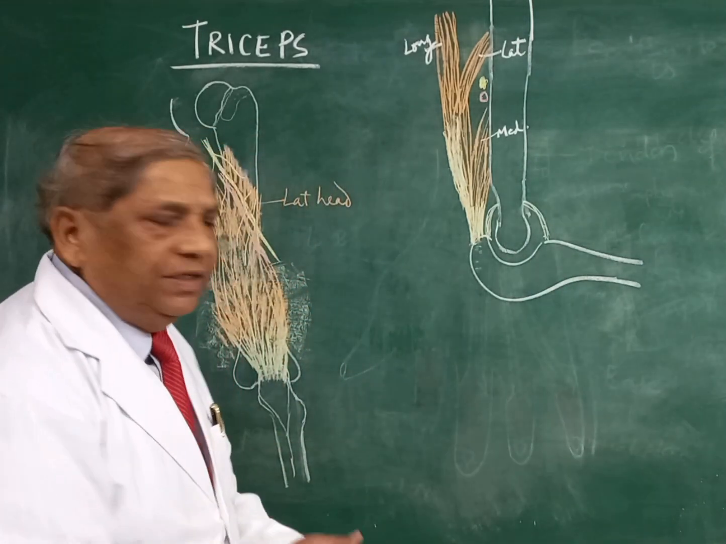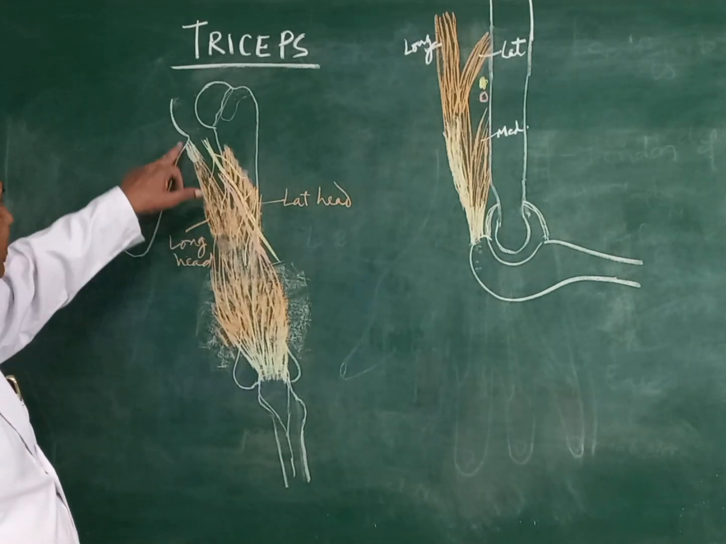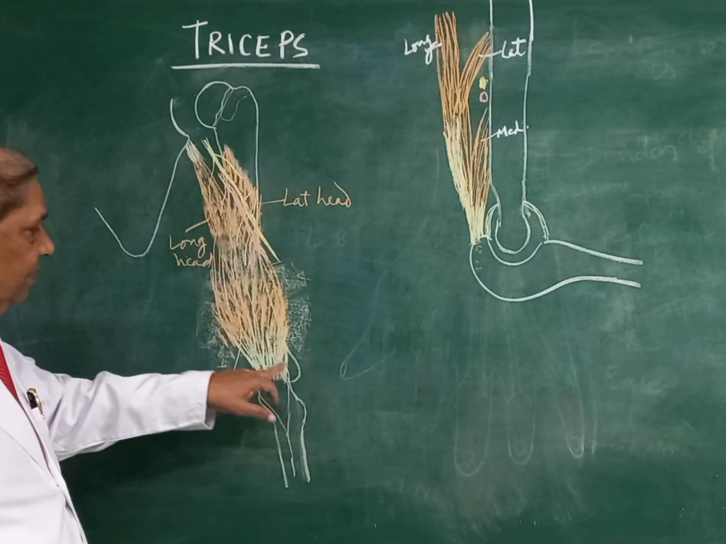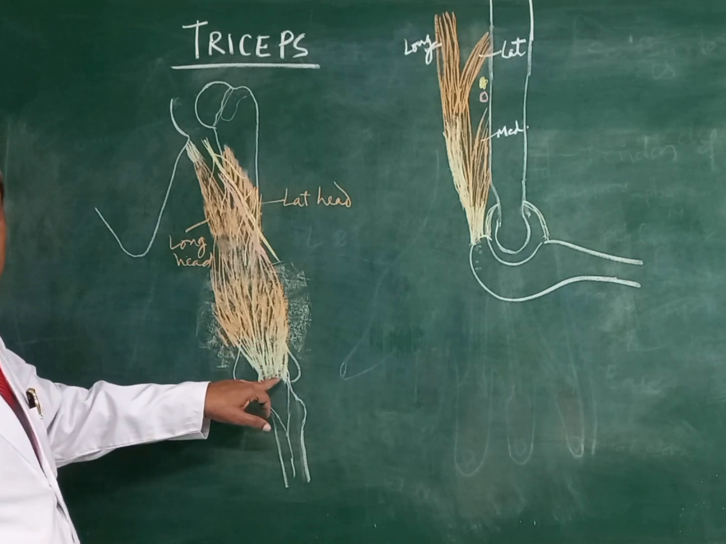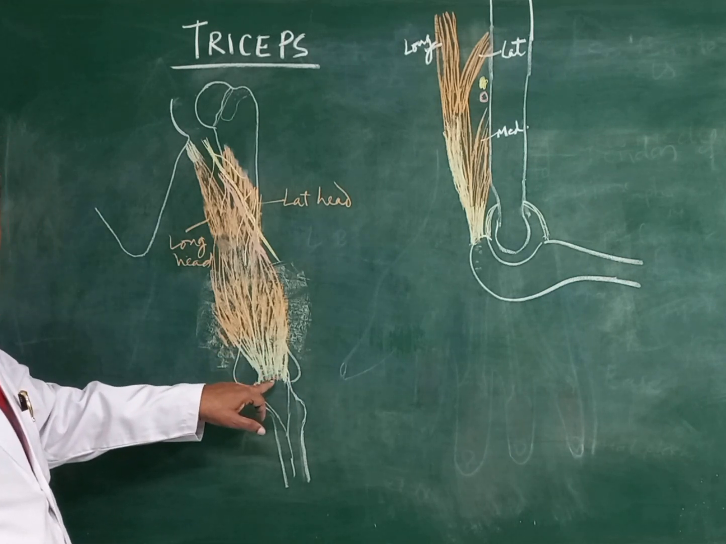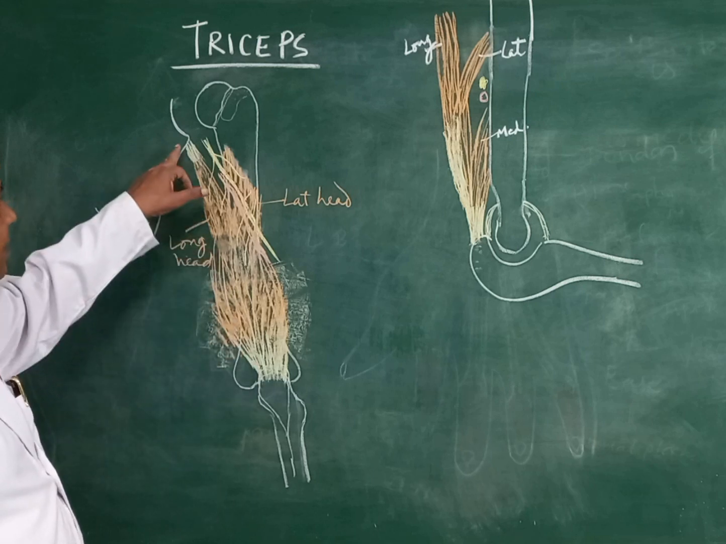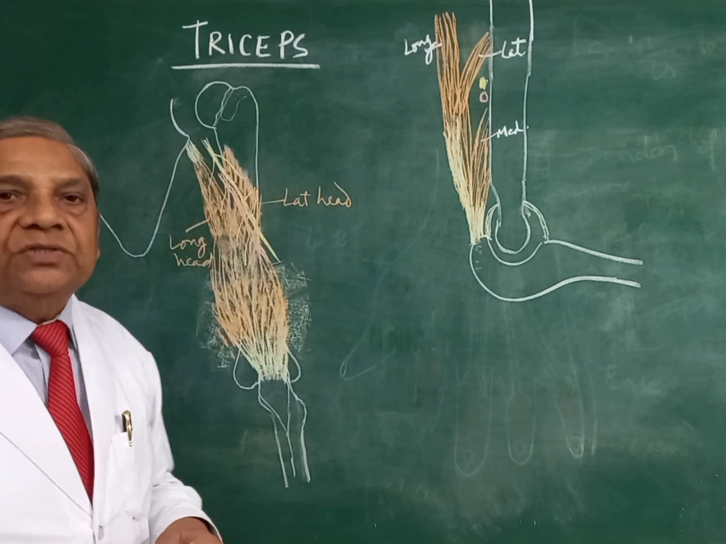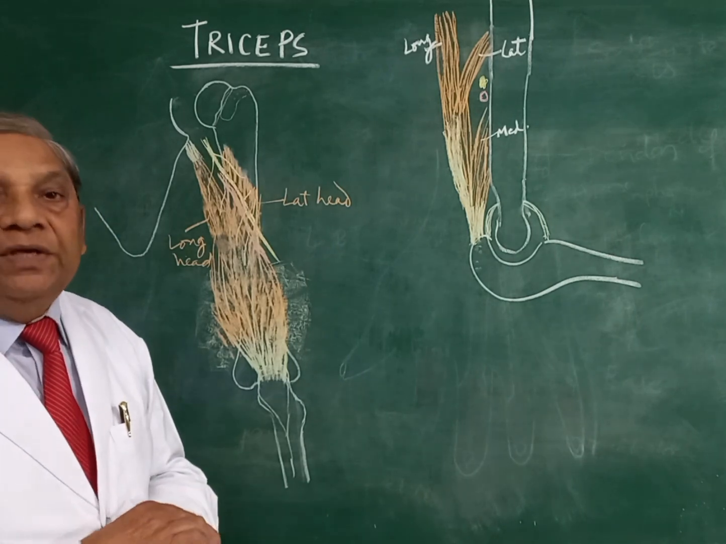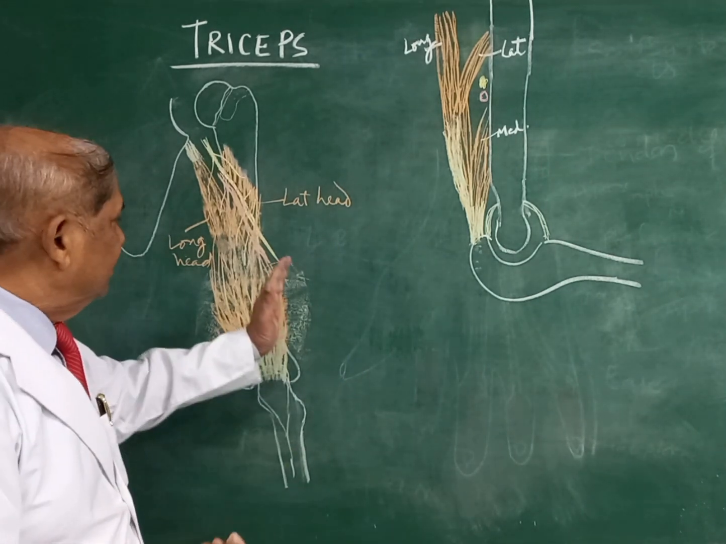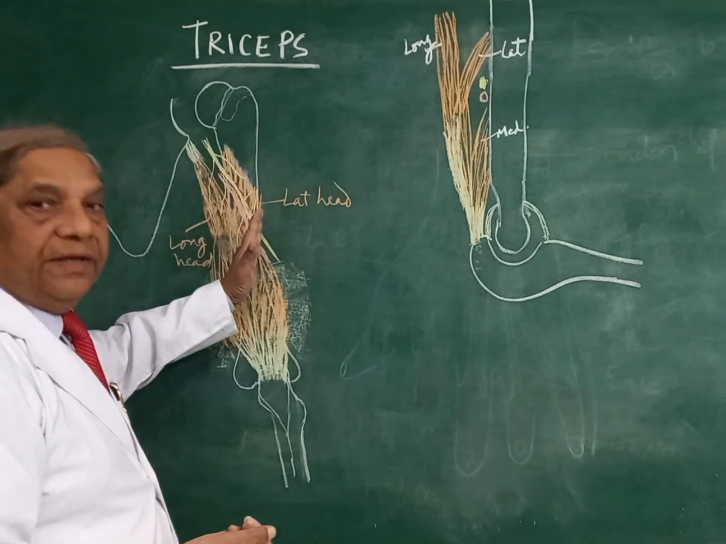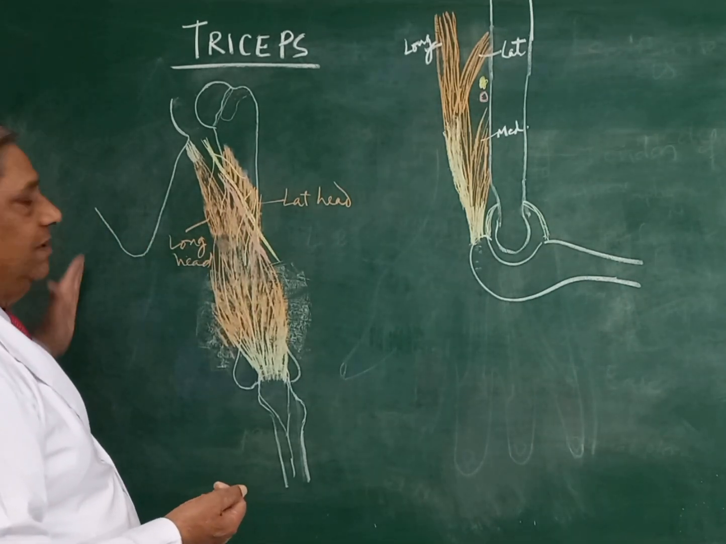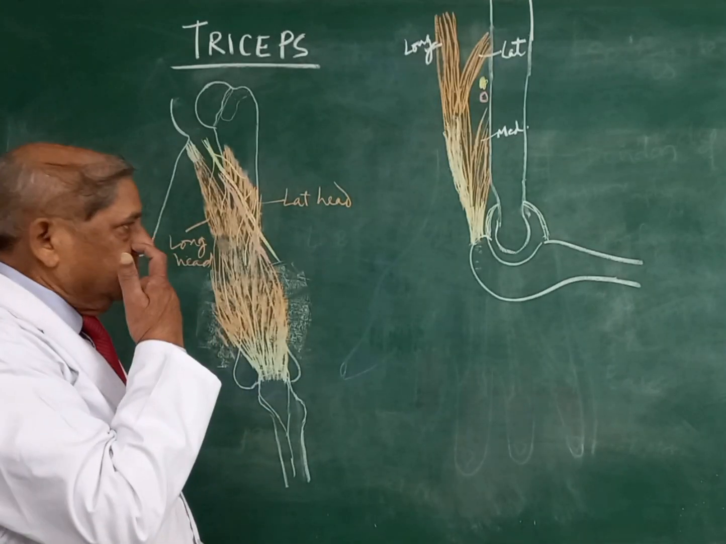In my opinion, this long head, since it is crossing two joints, whereas the extension was taking place since it was crossing only one joint, that is the elbow joint. Okay, but here since the long head is also crossing the shoulder joint, it may be a weak adductor also, because it will pull the arm towards the medial plane, because here is the midline of the body, or medial plane is there.